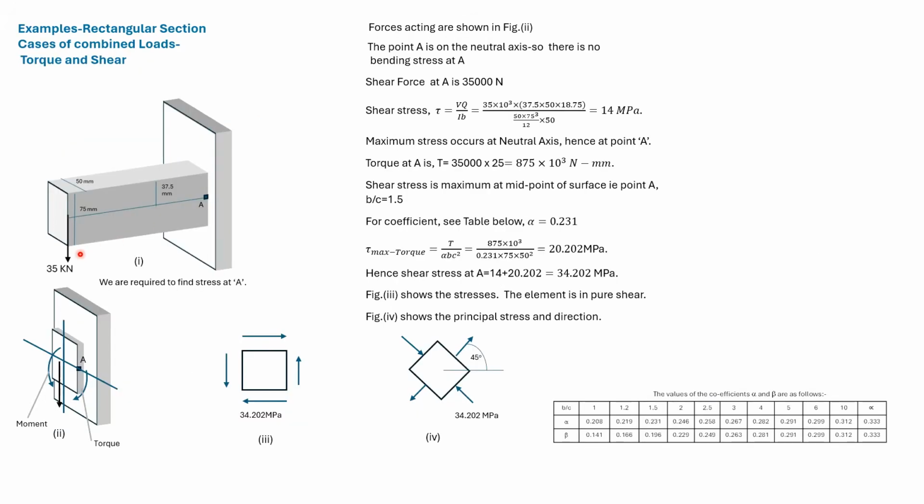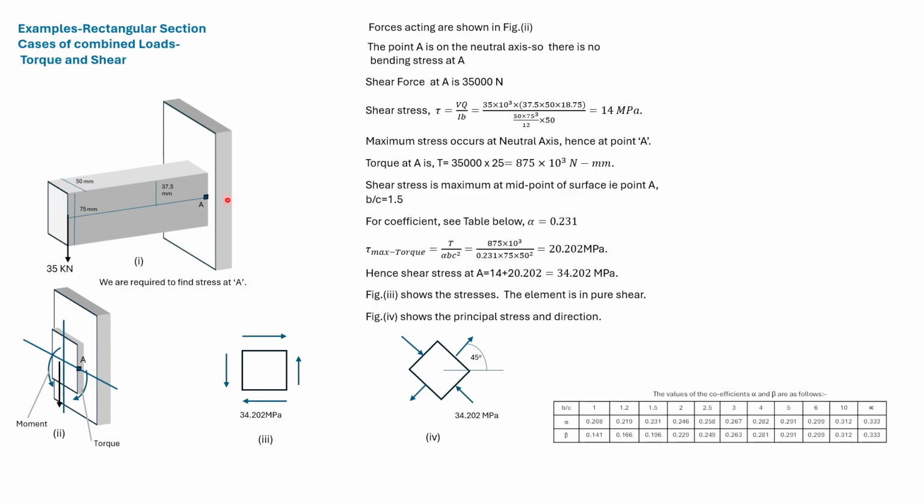We have a rectangular section with a load acting on the edge as shown. At the base, this load will cause a shear force, a moment, and a torque. We have taken a section at A, and these are the forces that will act on the section. So this is the shear force, this is the torque, and this is the moment. Since A is at midpoint, it will not be subjected to any bending stresses due to the moment.